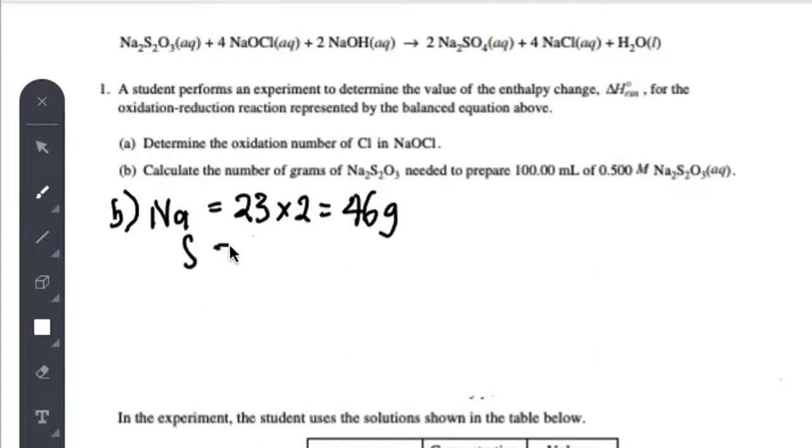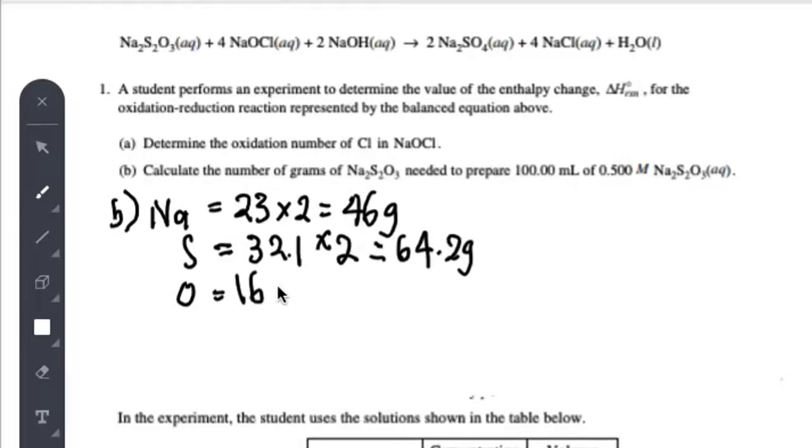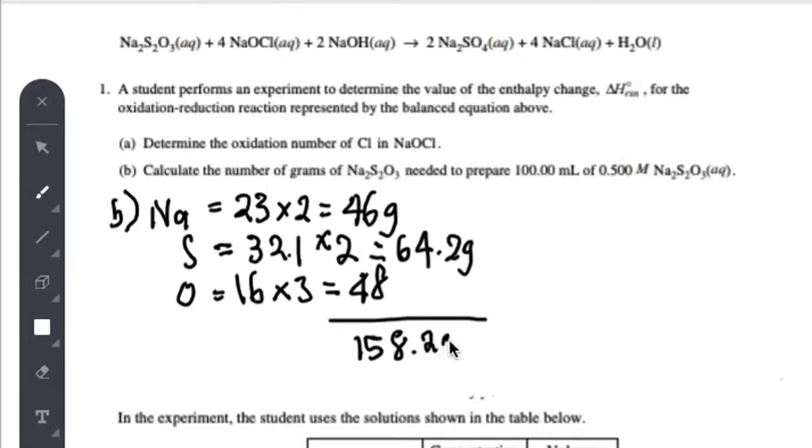For the sulfur, you have 32.1 as your molar mass. Once again, we have 2 of them, so that is equal to 64.2 grams. And then you have your oxygen, which is 16, and we're timing that one by 3, so we get 48. In total, all that together, we get a total of 158.2 as our molar mass.